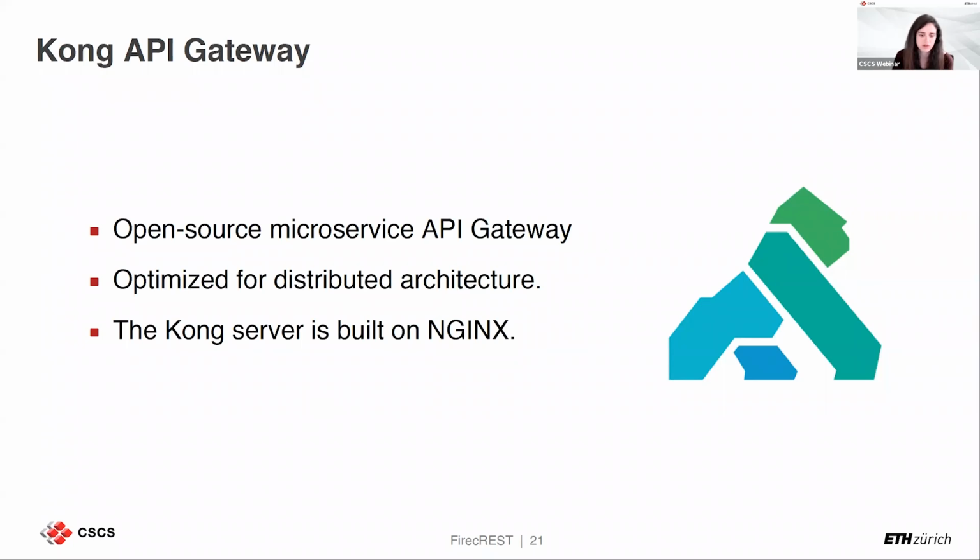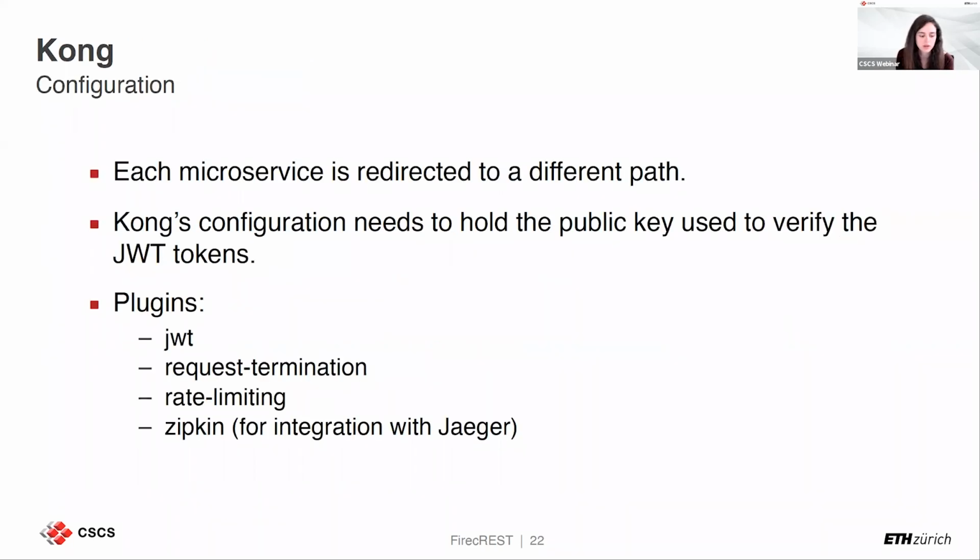The Kong server is built on top of Nginx, and this is a server that will process the requests and execute the configured plugins to give additional functionalities to the gateway. The configuration of Kong can be pretty straightforward, although you can do something different in your site.